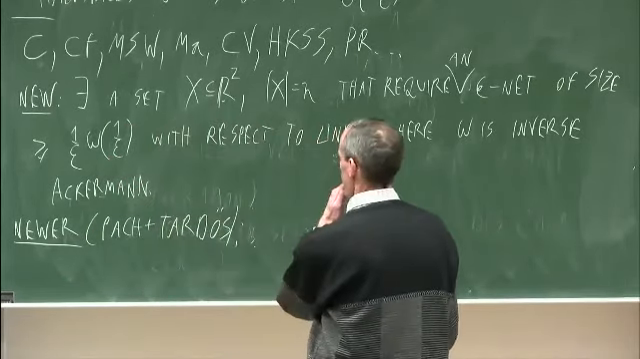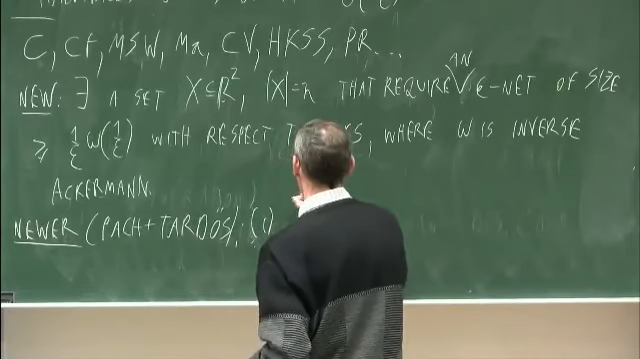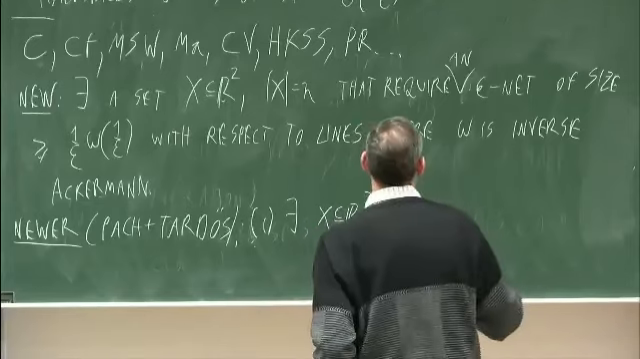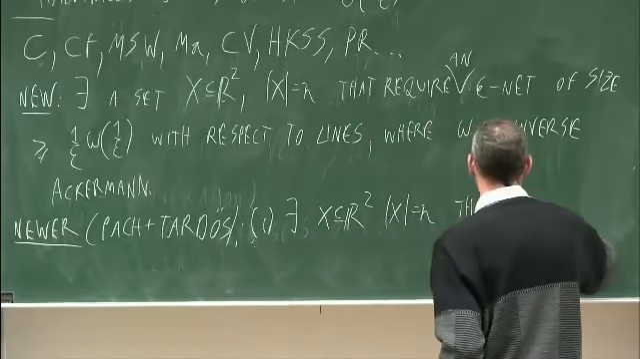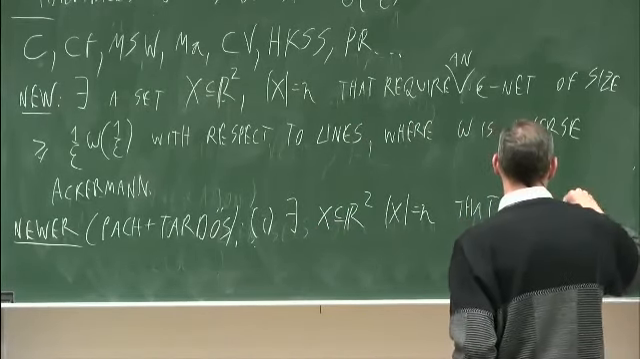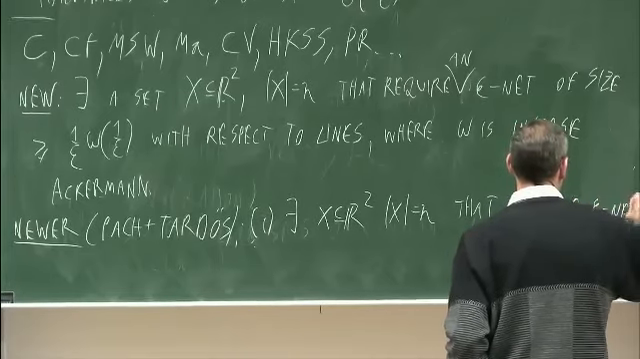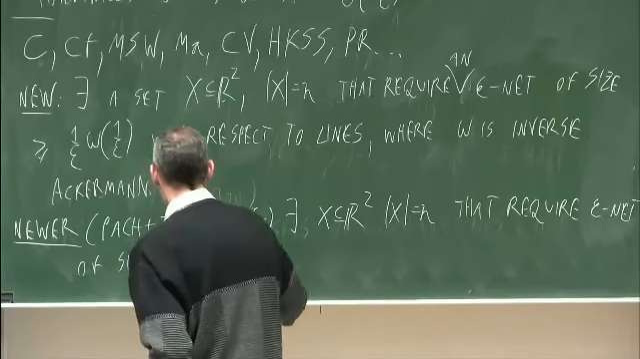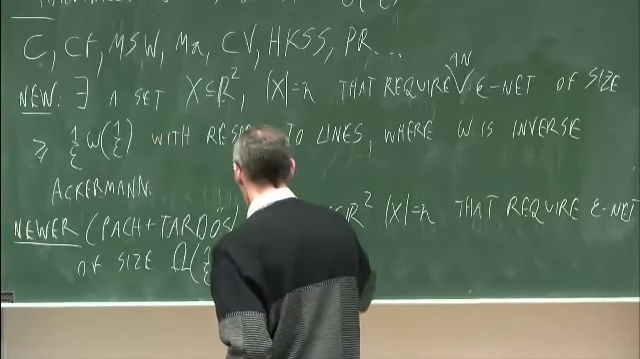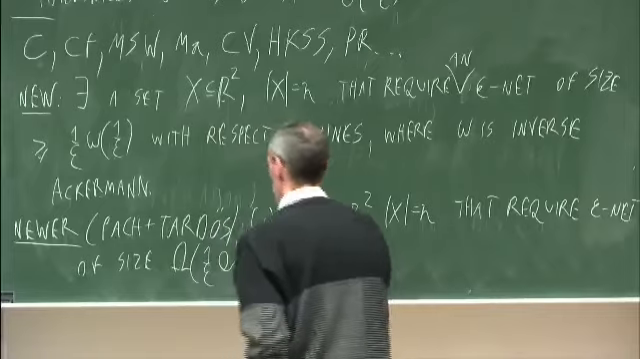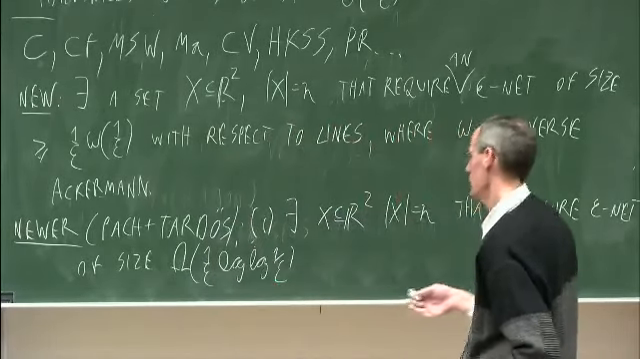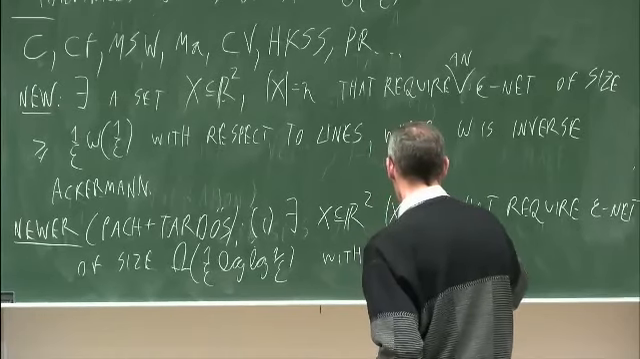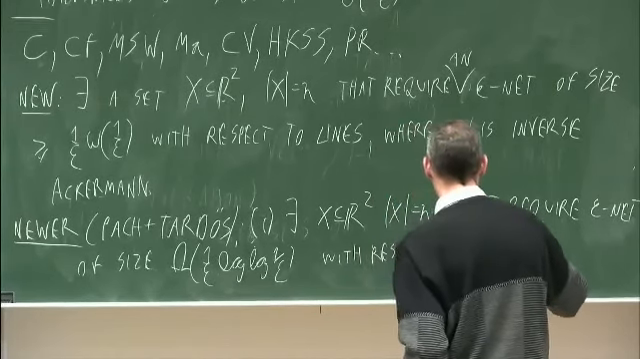And this is that, so maybe write in 2 steps. There are X in R^2 also of size n that will be much stronger, that require epsilon nets of size omega of 1 over epsilon log log 1 over epsilon, so that's huge compared to inverse Ackermann, right? With respect now to something slightly more complicated, with respect to axis-parallel rectangles.